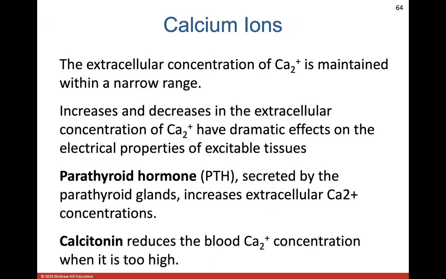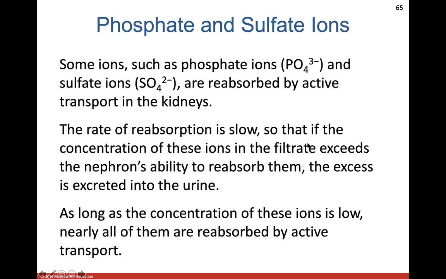Calcium also needs to be maintained. Increases and decreases in calcium can have dramatic effects, specifically on the electrical properties of excitable tissues like muscles and nerves. Parathyroid hormone and calcitonin are two hormones that are antagonists. They work in opposite ways. PTH, secreted by your parathyroid glands, increases extracellular calcium concentration, and calcitonin reduces blood calcium, or tones down blood calcium concentration when it is too high.